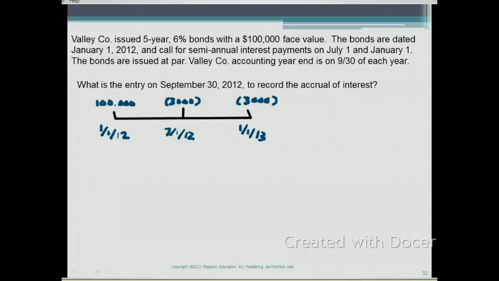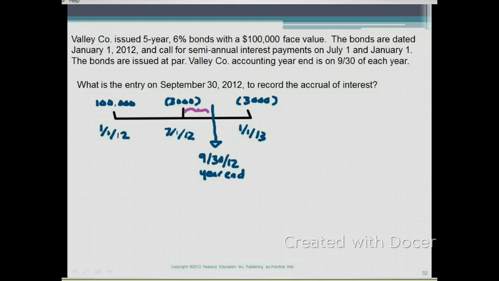However, we have something that occurs between July 1st, 2012 and January 1st, 2013. That is our accounting year end, which falls on September 30th, 2012. If it's our accounting year end, because of the matching principle, we have to measure how much our interest expense is for the period between July 1st and September 30th, and measure it as well as accrue it, which means record it in our books of accounting.